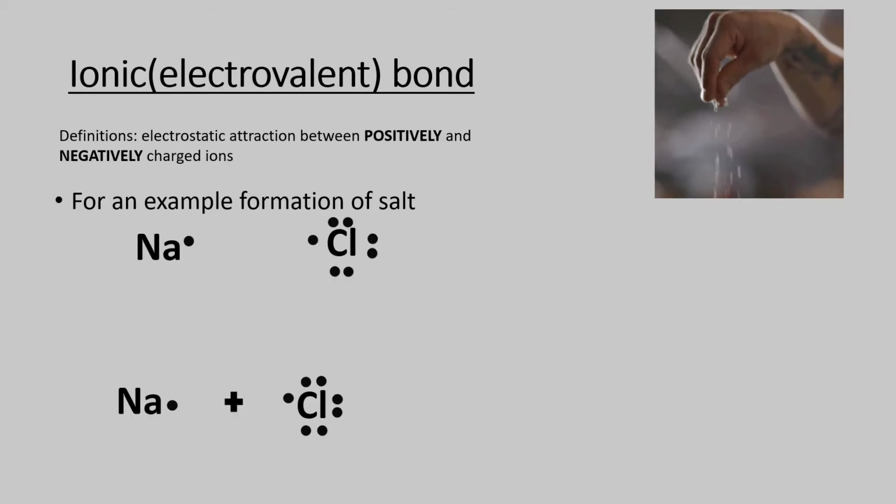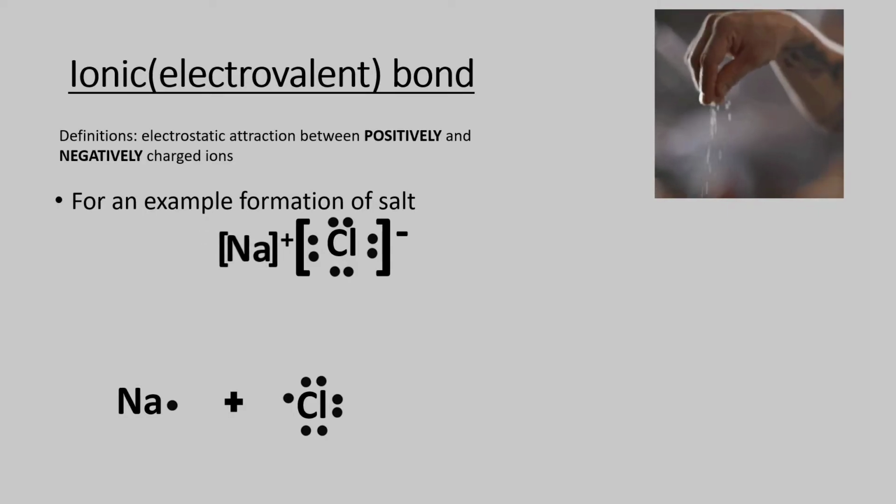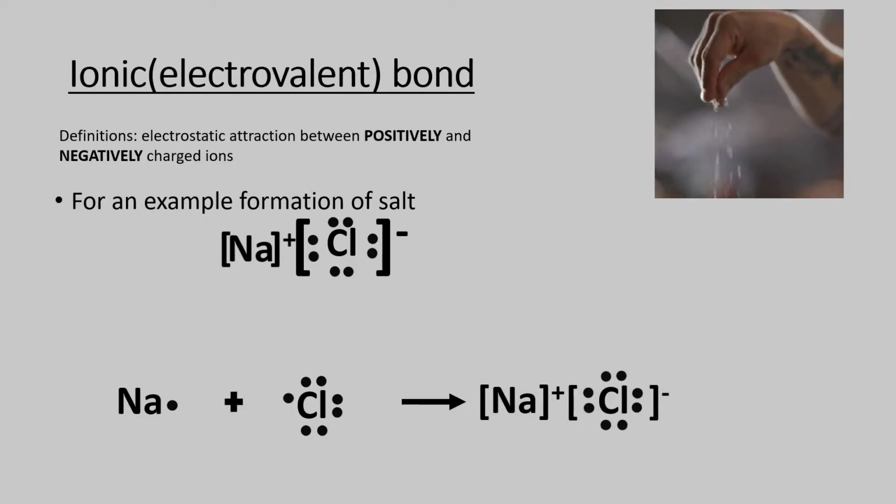So you should know how it is in the real world is actually not a separate process. It actually happen at once. So what happened is the electron from sodium masuk ke chlorine. So bila dia orang dah jadi positive and minus charge, dia orang attracted to each other kan. Sebab ionic bond is electrostatic attraction between positively and negatively charged ion.